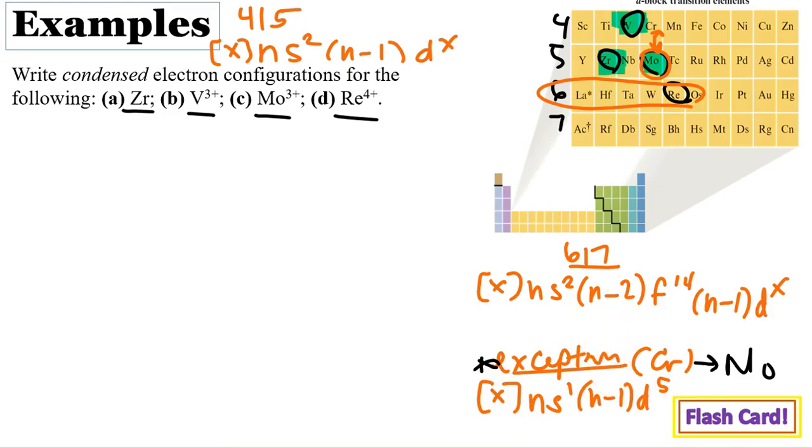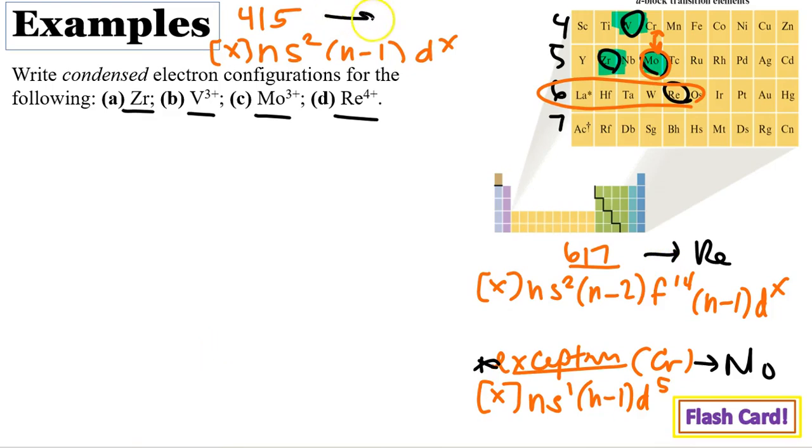Now, for our period 6 group here, which is Re, we're going to be using our noble gas, ns2, (n-2)f14, and then (n-1)d^x. Okay, folks? So that's what we're going to be using. Now let's go ahead and get into our other one.